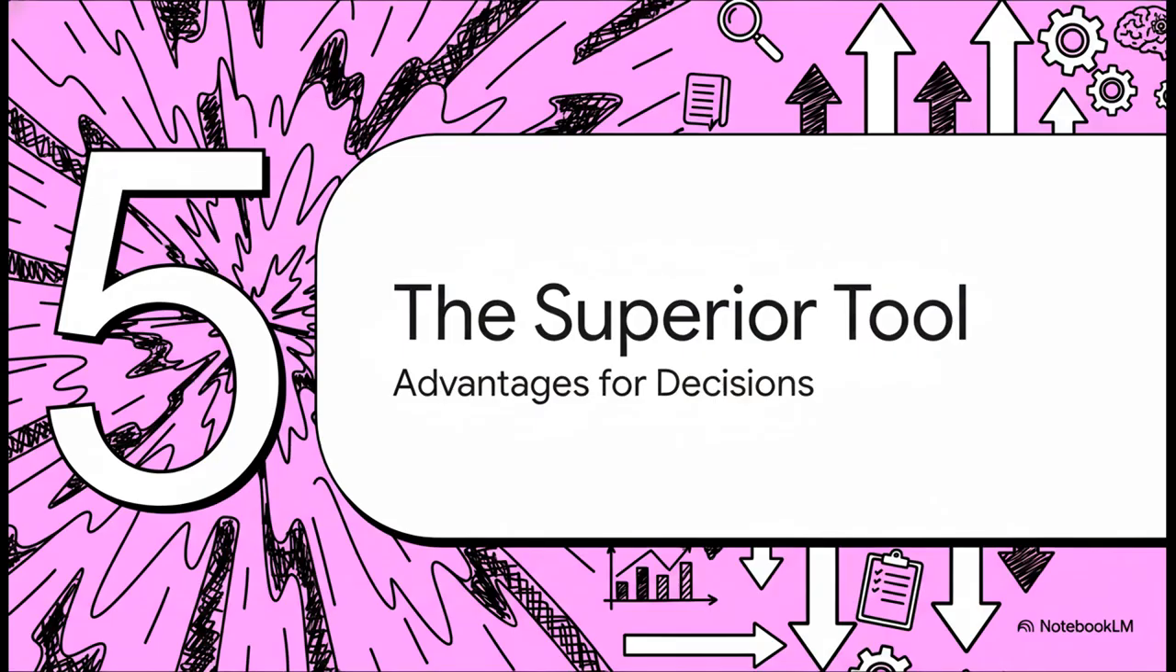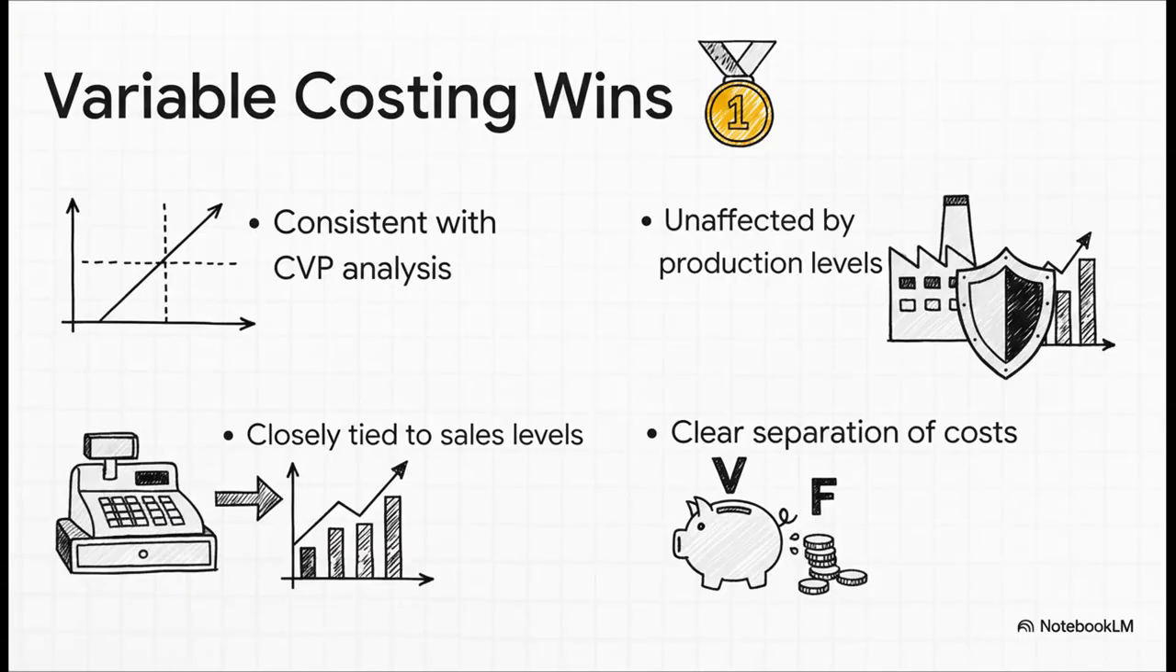And it's precisely because of this potential for distortion that a strong argument can be made that variable costing is a far superior tool for a company's own internal management and decision-making. The advantages are really quite clear. Under variable costing, net income isn't affected by changes in production levels, it's driven by sales. This gives a much more honest picture of a period's performance.